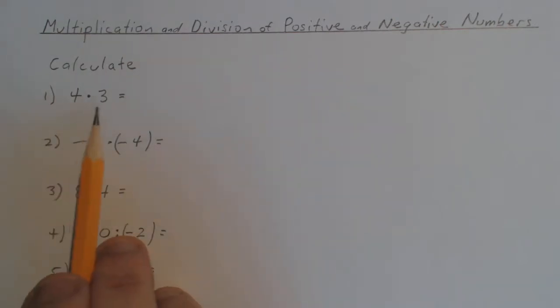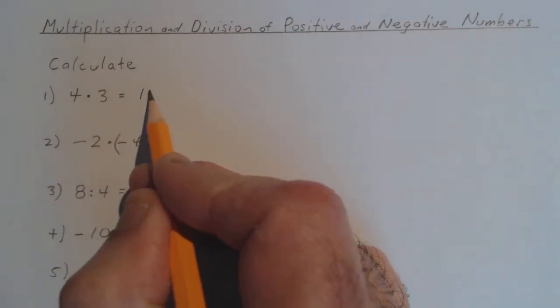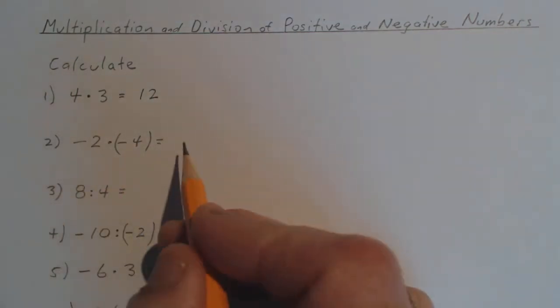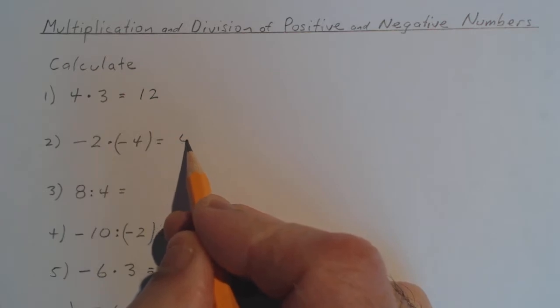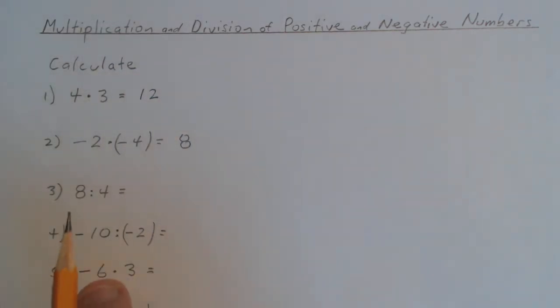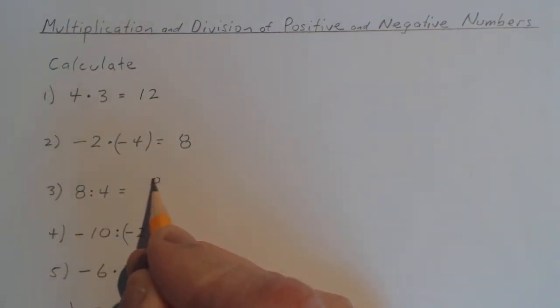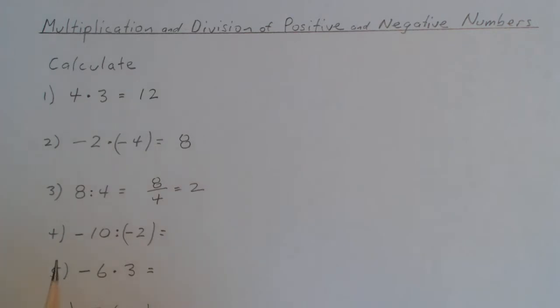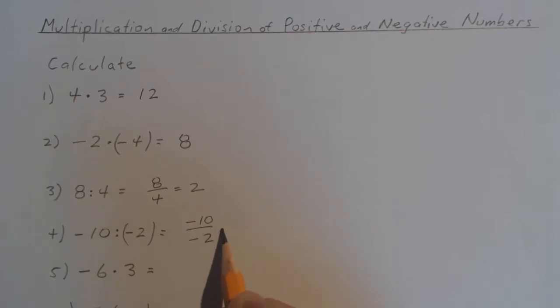Okay, the first one, 4 times 3, answer is positive 12. Negative 2 times negative 4, the answer is positive 8. 8 divided by 4, now I can rewrite this as 8 over 4. The answer is 2, positive 2. Number 4, we have negative 10 divided by negative 2. I can rewrite that as negative 10 over negative 2. And the answer is 5.